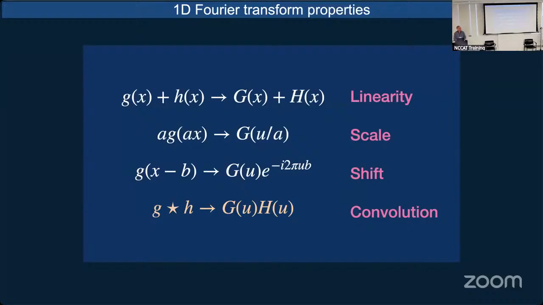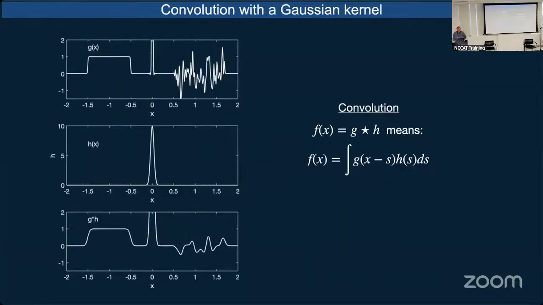Now, Fourier transforms have a bunch of interesting properties. Linearity: you add together two functions and you can add together the Fourier transforms. There's this interesting scale property where if you squeeze in one domain, you expand in the other domain. And I'll show you the shift function in a minute, and then I'll show you convolution.